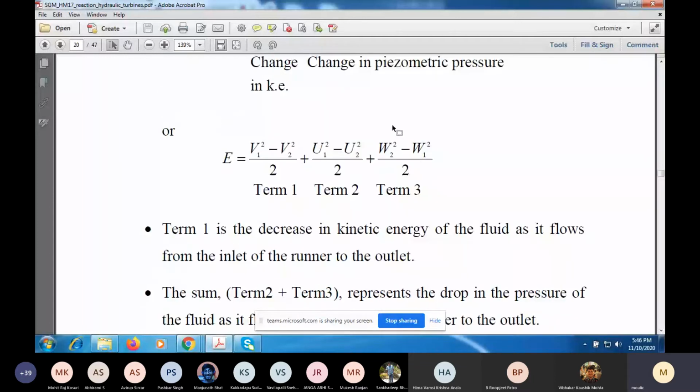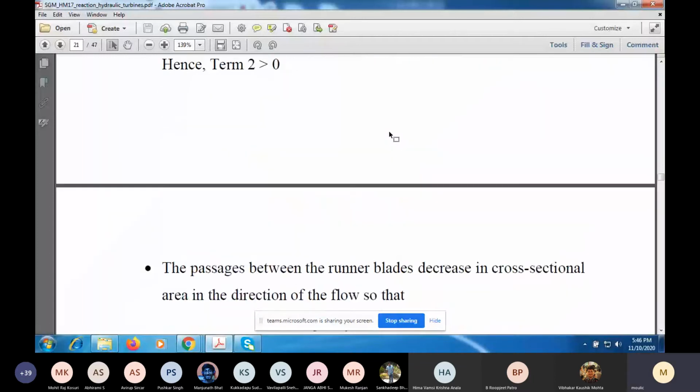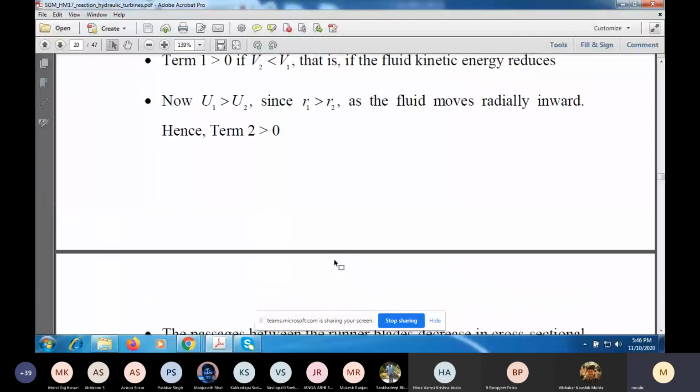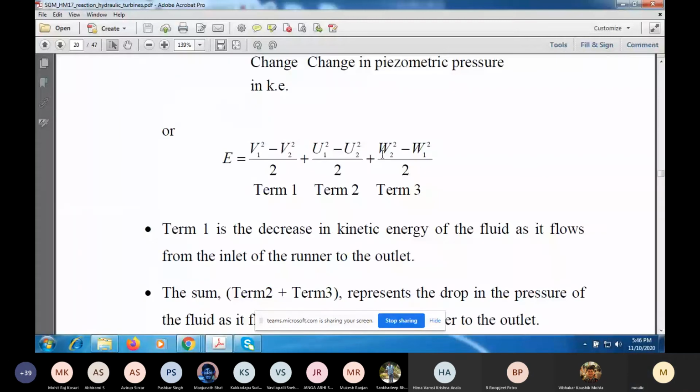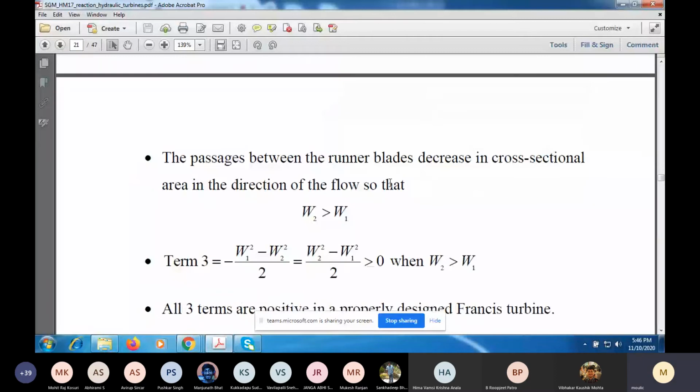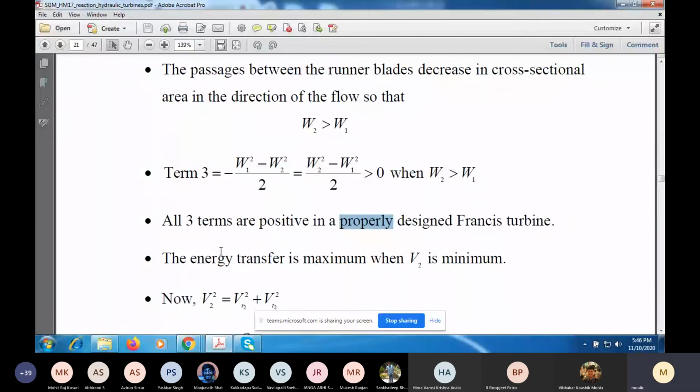Okay. So you see that you must choose the design such that the area of the passages between adjacent runner blades decreases in cross-sectional area. So you want W2 to be actually larger than W1. So if W2 is larger than W1, okay, this term will be positive, but if you look at it here, you have a minus sign here, and this will be negative if W2 is larger than W1. So in a well-designed reaction turbine, all the three terms shown above will be positive.